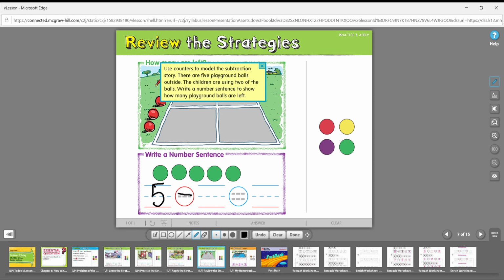Minus, the children are using 2 of the balls. 1, 2. 5 minus 2. 5 minus 2 equals what? Count them up. 1, 2, 3. Good. So the strategy, how many are left? 3. 3 are left.